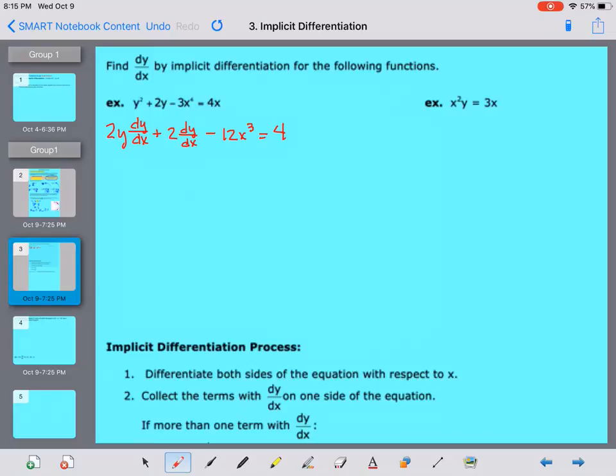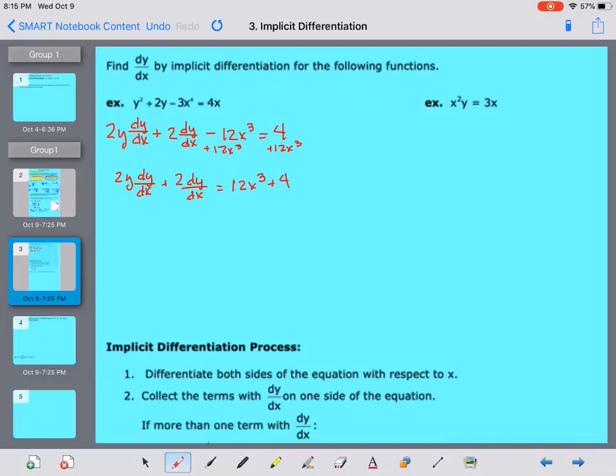Okay, after that, all we're really doing is solving for dy/dx, just like we would solve any algebraic equation. I want everything that has a dy/dx on one side, everything else on the other side. So the first thing I'm going to do is just add that 12x cubed, and I'm going to add it to both sides. So I get 2y dy/dx plus 2 dy/dx equals, I'm going to put the 12x cubed in front, plus 4.